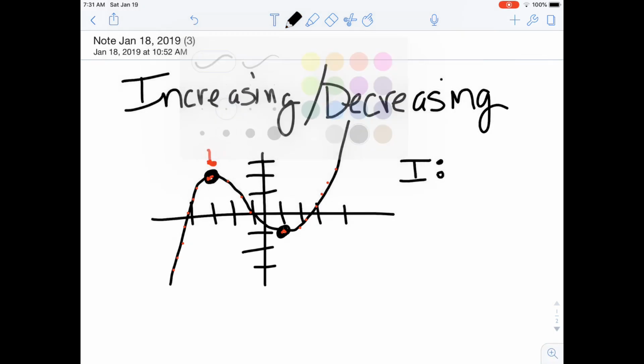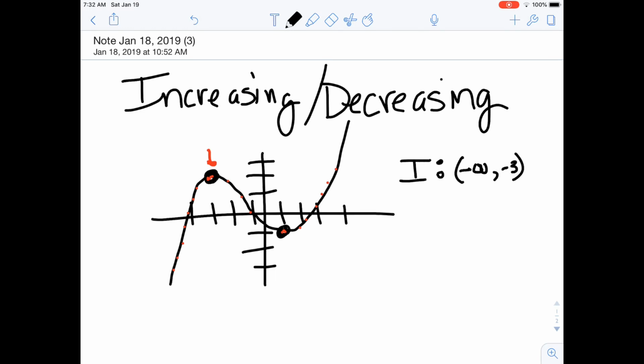So you would write it's increasing from negative infinity until, now when you're doing increasing and decreasing intervals, the only values you use are the x values. So you're going to say from negative infinity until x equals -3. You're increasing until you get to that point. So you would write from negative infinity, oops, let me rewrite that, that looks weird, negative infinity to -3.